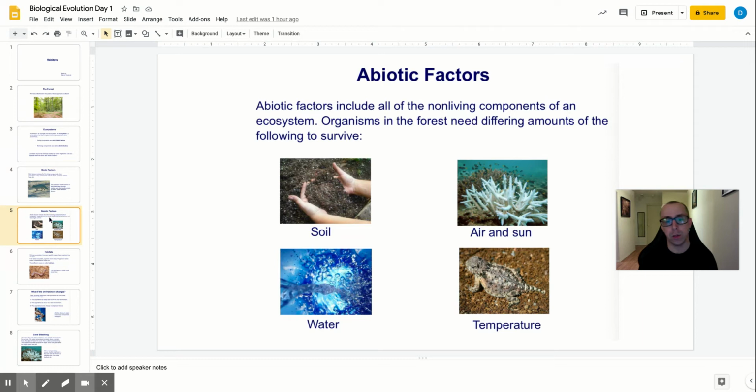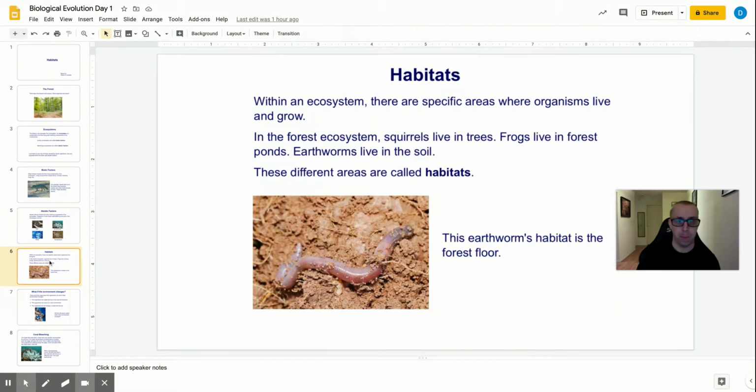Here are some abiotic factors that are included in an ecosystem. Any non-living thing, soil, water, like we said, as well as the air and the sun, not living, but things that we definitely need in our ecosystems, and the temperature or the heat or the warmth from the sun.